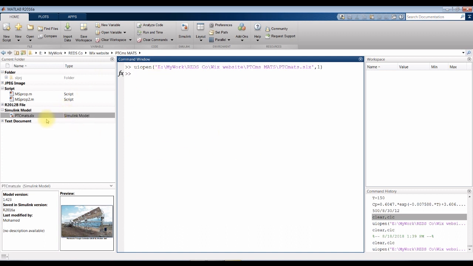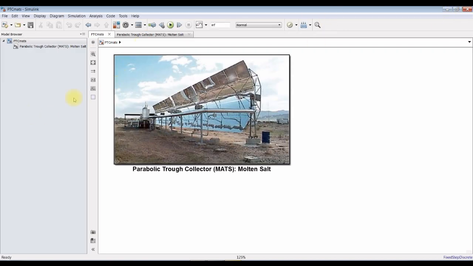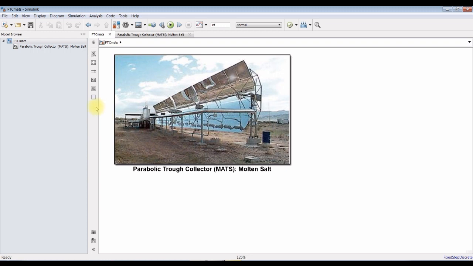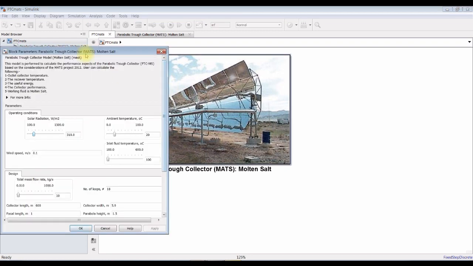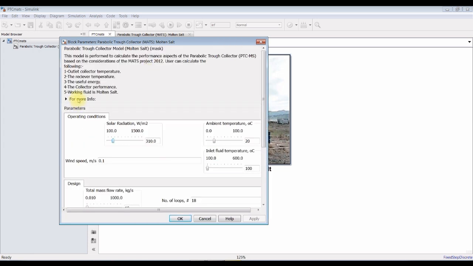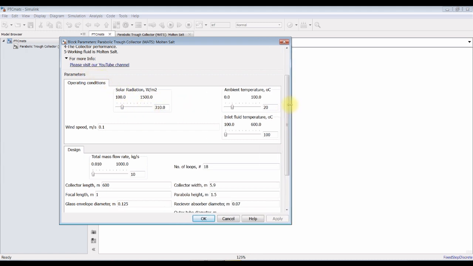Go to your destination folder where you downloaded the model, and double click. This is your model. It should appear like this. You have to double click on this block. What we are going to do here is assign some inputs like solar radiation, ambient temperature, inlet fluid temperature, and wind speed. Suppose I'm going for 0.5 meters per second.